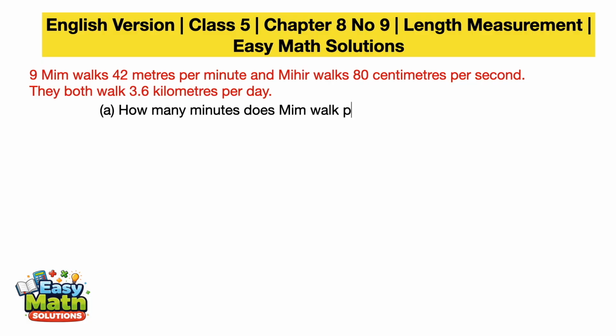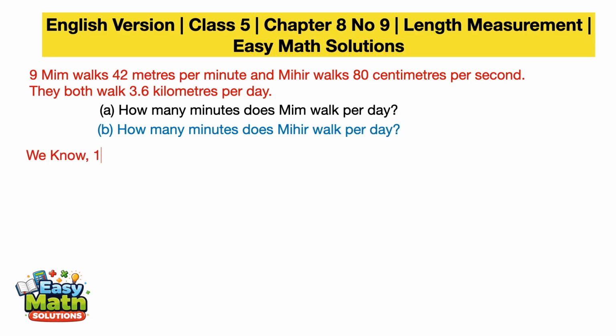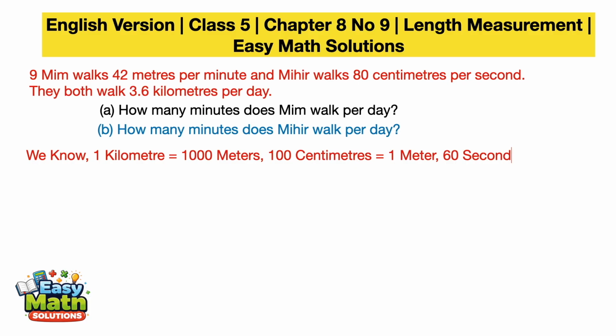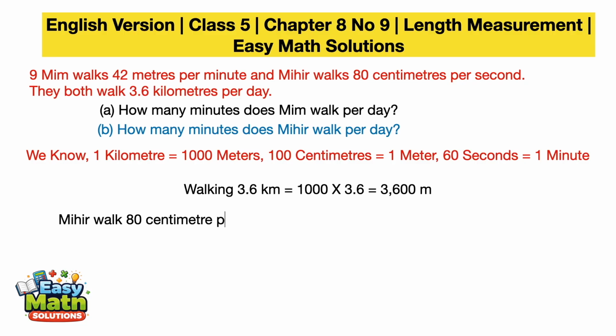And number B, how many minutes does Mihir walk? As I already mentioned, 1 kilometer equals 1000 meters, 100 centimeter equals 1 meter, 60 seconds equals 1 minute. Then he walked 3.6 kilometer equals 3600 meters. Mihir walked 80 centimeter per second.